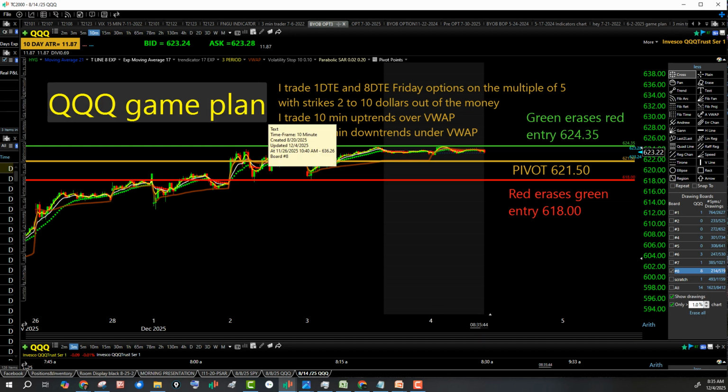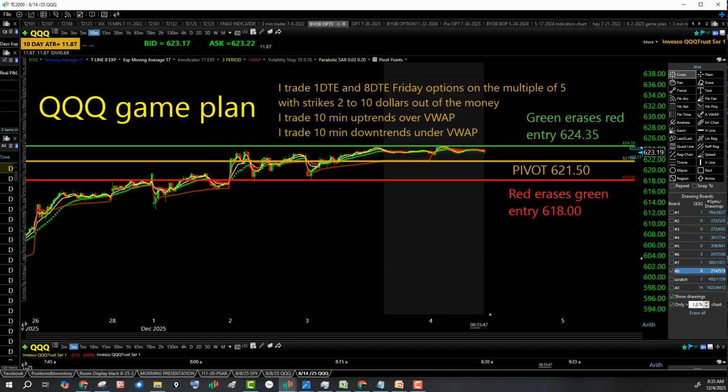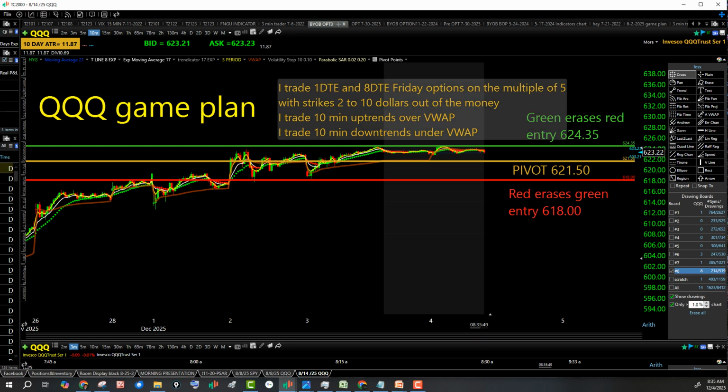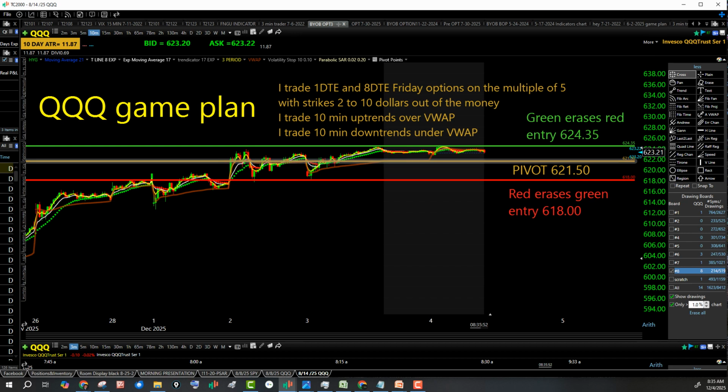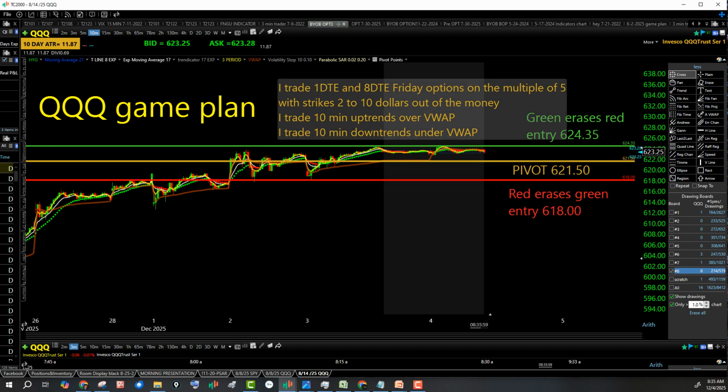A lot of QQQ options are being traded, same as SPY. I like that I'm not the only one in the game here. Otherwise I'm at the mercy of the market maker. I don't like that. I trade strikes $2 to $15 out of the money. Again, it's the same deal. I like my contracts between 30 cents and a buck 20. That's the sweet spot for me. That's my comfort zone.